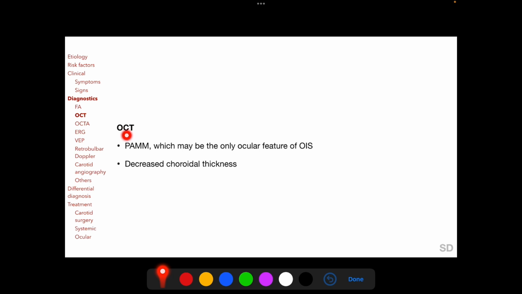OCT in eyes with OIS may show paracentral acute middle maculopathy, which we have discussed in detail in the previous session, and which may be the only ocular feature, either clinical or diagnostic, of an eye with OIS. Decreased choroidal thickness is also found on OCT in eyes with OIS.